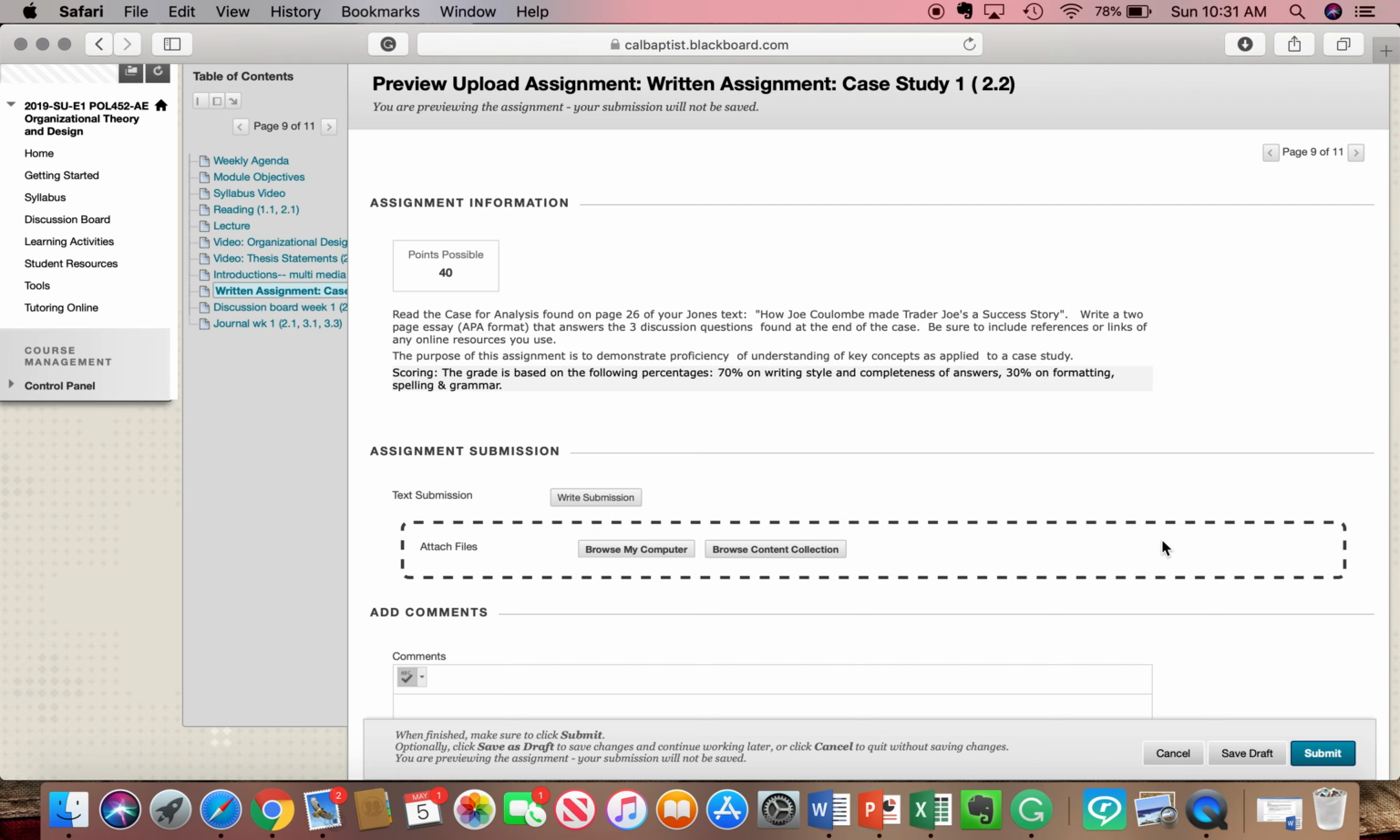So read the study and then answer those 3 questions. This assignment needs to be a 2-page essay, and it's graded based upon 70% of it will be on your writing style and completeness of the answer, and then 30% will be on formatting, spelling, and grammar. 40 points available, and remember, as with all of our assignments, this is due by Sunday night at 11:59. Week 1 ends Sunday night, 11:59, 40 points.